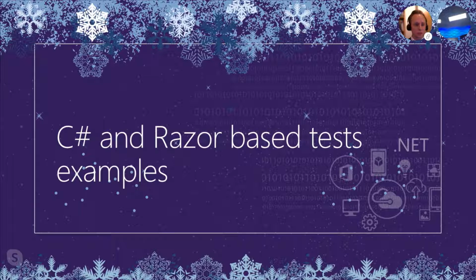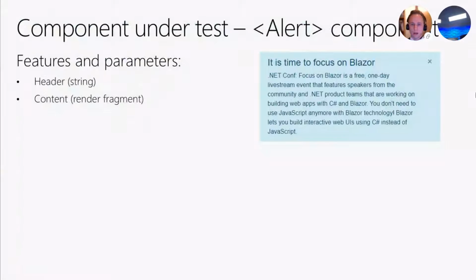Right now, I'm going to start by focusing on C# and Razor-based tests, and we'll get back to snapshot tests later. Our component under test for the examples will be the Bootstrap alert component, like the one we see here on the slide. It has a bunch of features that will allow us to see various parts of the testing library in action. It allows us to pass header text and any child content into it as we wish.